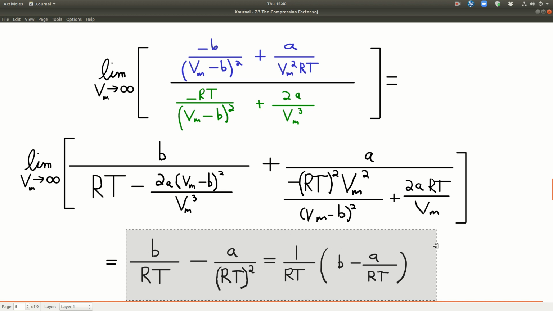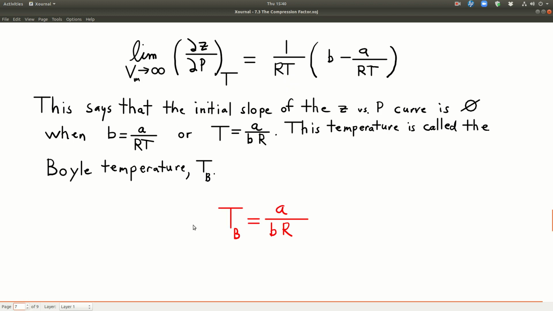Remember, the a and the b are both van der Waals coefficients. They depend upon the gas. So this is what we got. We see that this is equal to 0, which is the slope of the compression factor versus pressure curve as p goes to 0.